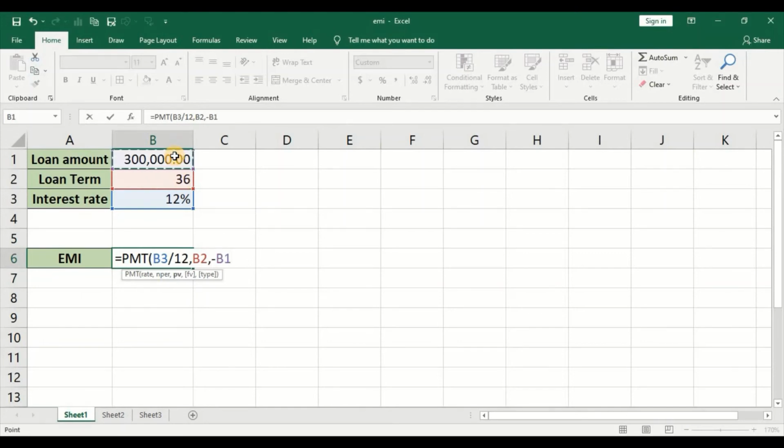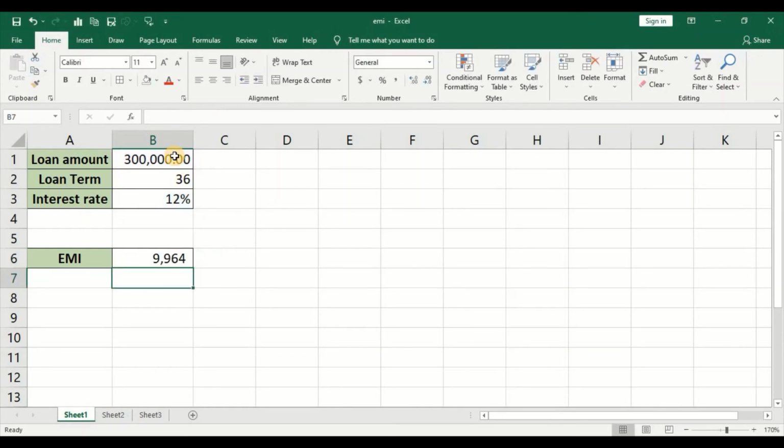I'm taking it as minus because I need to repay, so that is the reason we are giving it as minus. So now close the parenthesis and then press enter. Once you press enter, it is automatically showing that the EMI amount will be 9,962. Or you can even change your loan term and check. If in case you change it to 48 and your EMI is 7,900.